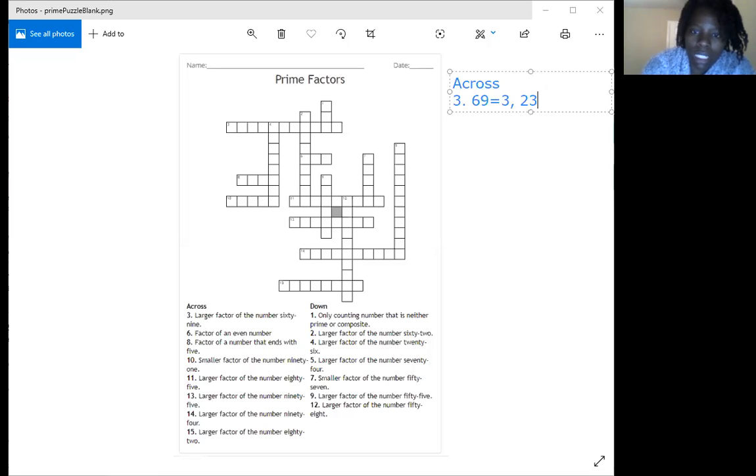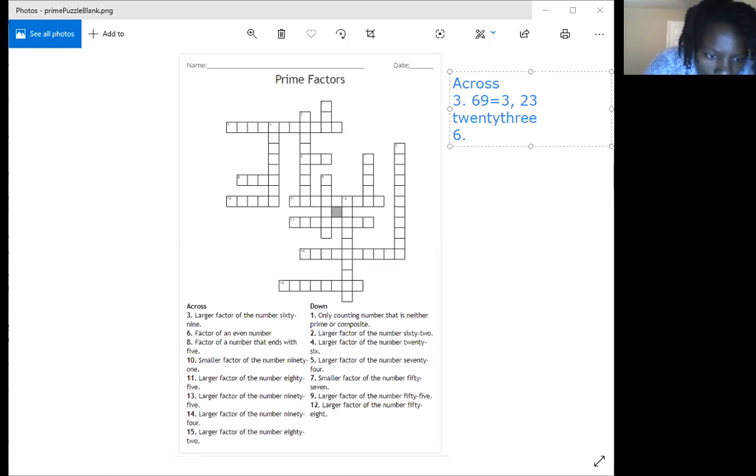So let's continue. We want the larger factor. So the larger of 3 and 23 is 23. So we'll say 23 is our answer for the first one. 23. Okay, so going across, number 3 is 23. And then the next one is 6.